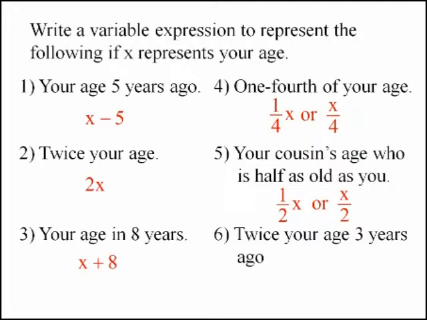And twice your age 3 years ago. Now be careful here. Your age 3 years ago would be x minus 3. Double that. In order to double that, you're going to need parentheses around it. 2 times the quantity x minus 3.